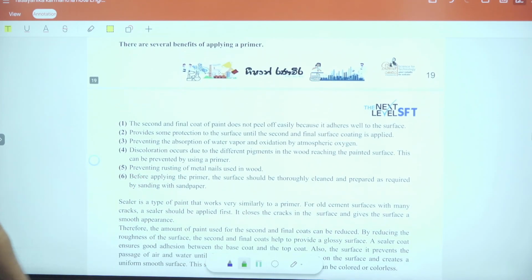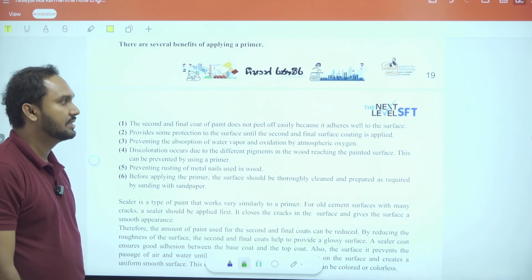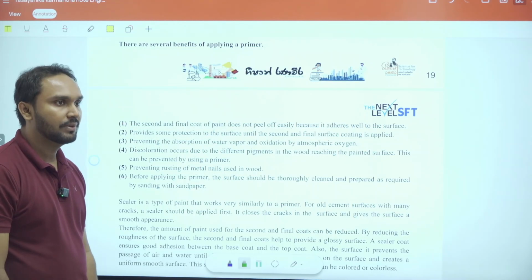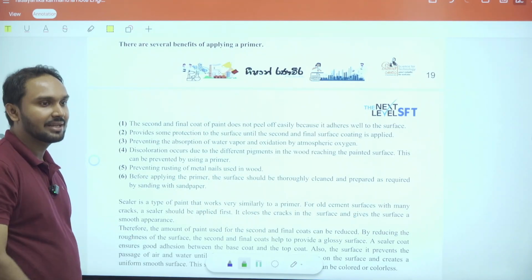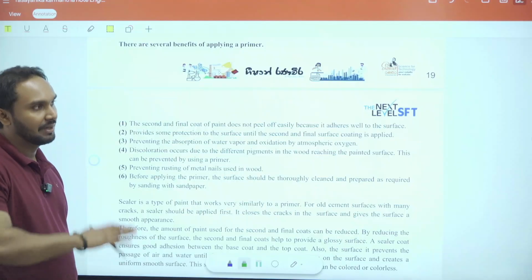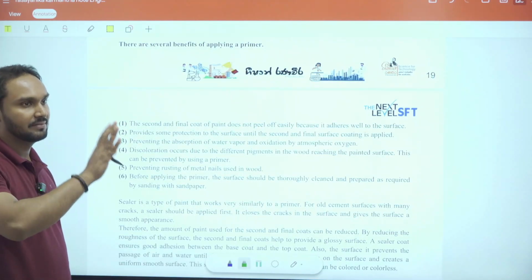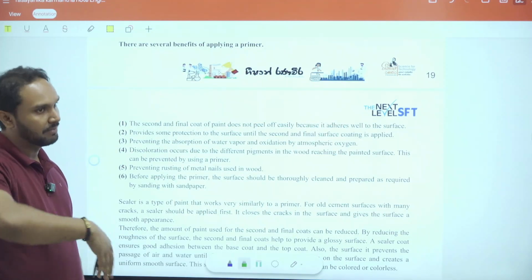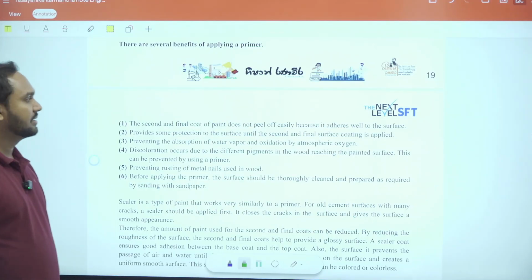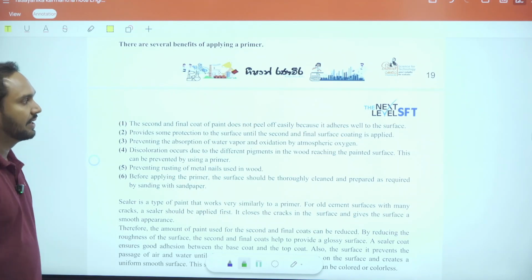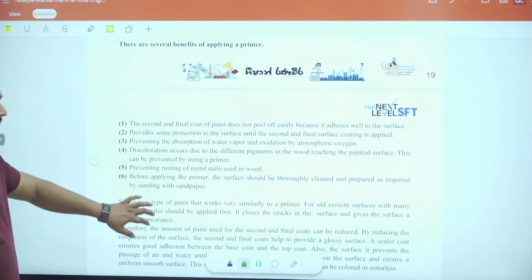The second and final coat of paint does not peel off easily because it adheres well to the surface. Let's say we apply it on a rough wall. What happens to the rubber paint? It peels off in pieces. But if we apply a primer and cover those areas, we can apply the paint over the primer. Then it sticks to the wall. Right. Provide some protection to the surface until the second and final surface coating is applied. These are important, right?